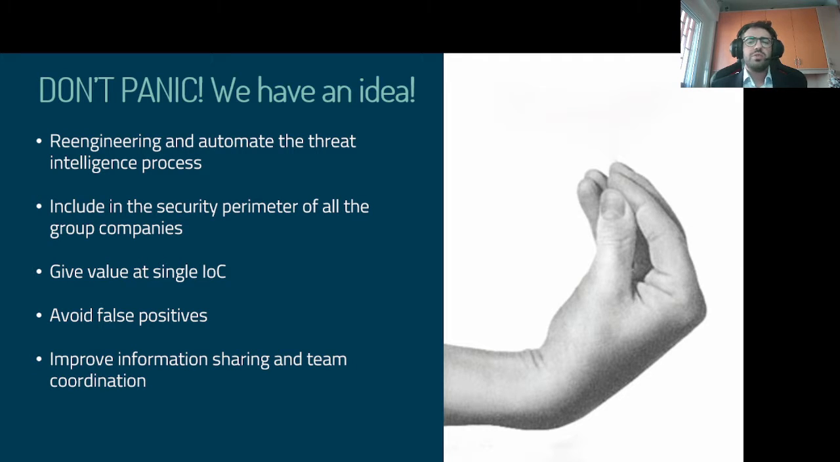Our idea was to do less, better. We decided to grow and set challenging goals to improve the threat intelligence process. The primary goal was to defend societies as critical. The second is to give value to every single IOC. It was also important to reduce false positives and improve the information sharing and team coordination process, all by automating as much as possible and defining clear processes.